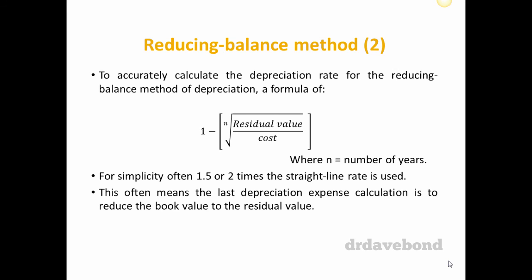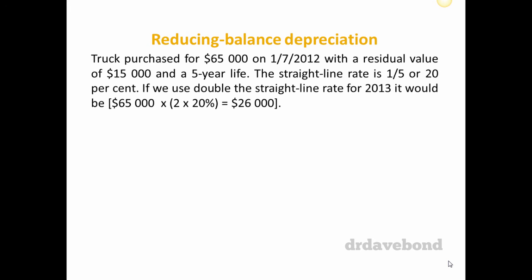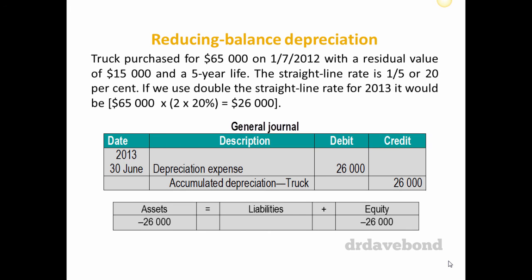Now forget about the formula. If you look at the second dot point, it's often 1.5 or 2 times the straight line rate. So if we purchase this truck, same truck, same cost, same residual value, same 5-year useful life, the straight line rate is based on 1 on 5, 1 divided by the useful life, which gives you 20%. If we double that, that gives us 40% per year. So that's what we're depreciating it at. 65 times 40% gives us 26,000 in that first year.